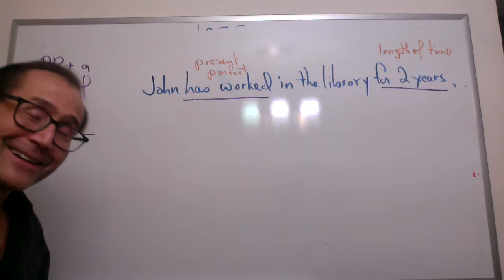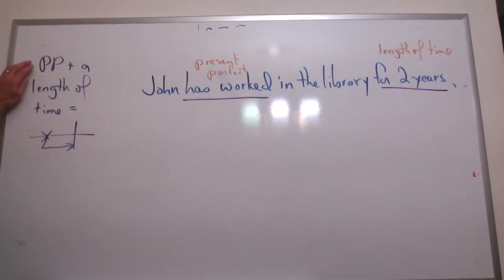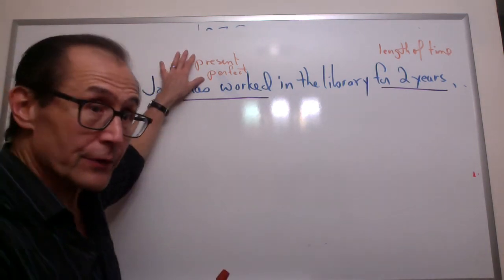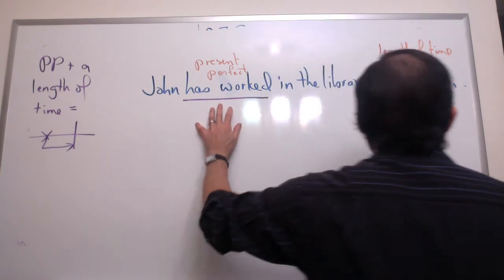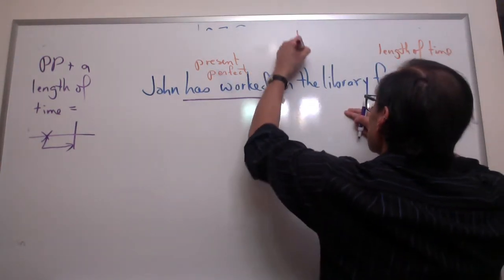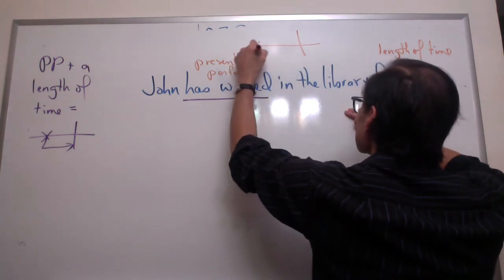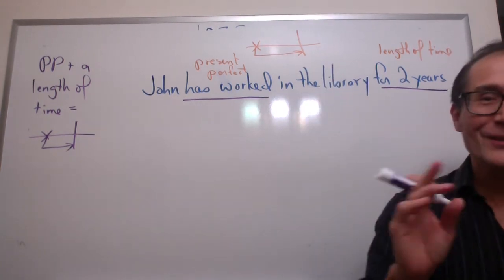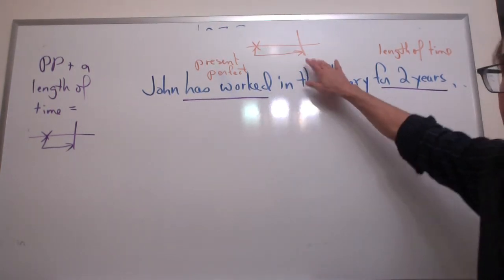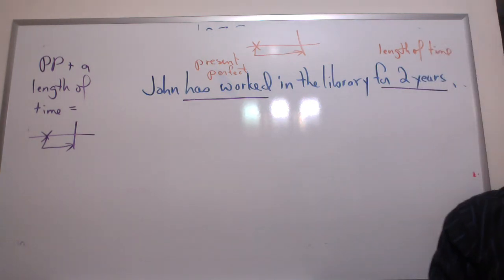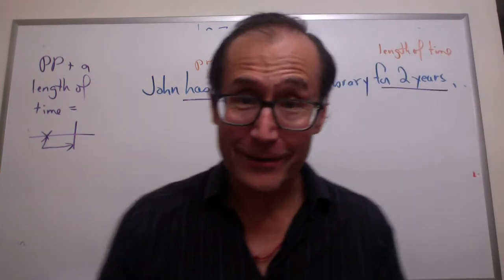Okay. So you remember, present perfect with a length of time means it starts in the past and continues until now. Here I have a present perfect verb, has worked, and I have a length of time. So when I have present perfect and a length of time, it means that it starts in the past and it continues until now. So because it continues until now, yes, he works at the library now. Okay, I hope that's clear.